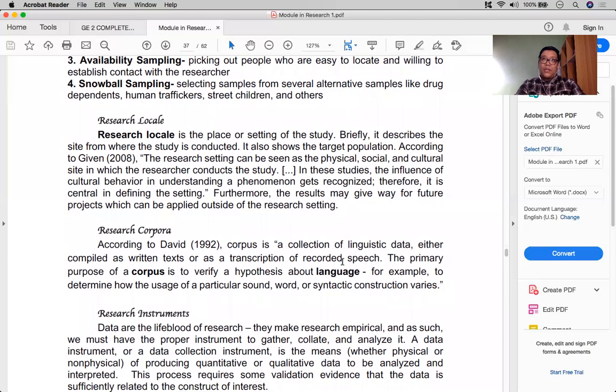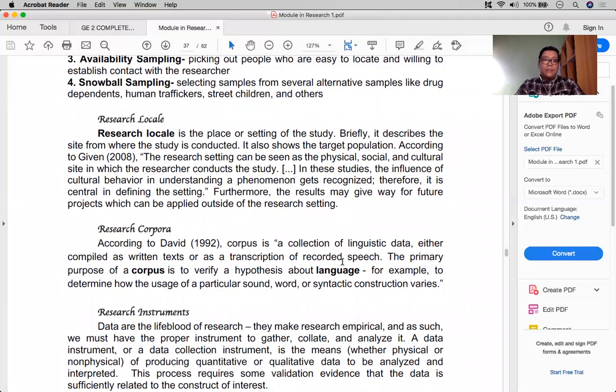Okay, and the definition for a corpus may vary from one institution to another because there are some academic institutions where they consider already bodies of text, the physical ones, those which were really written on sheets of paper as research corpora already.